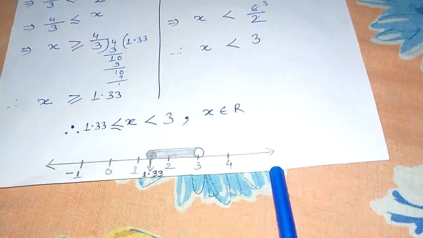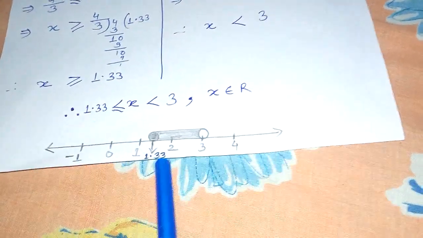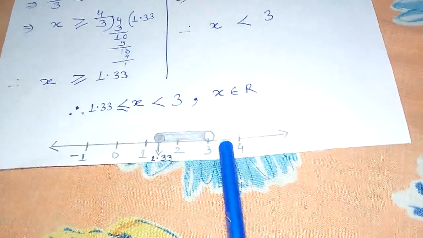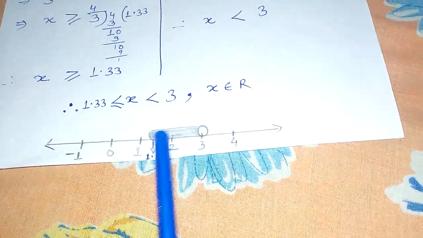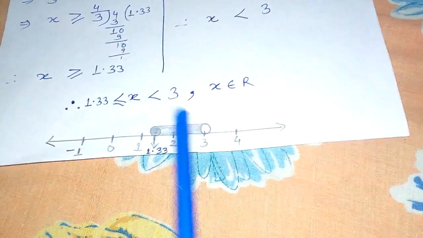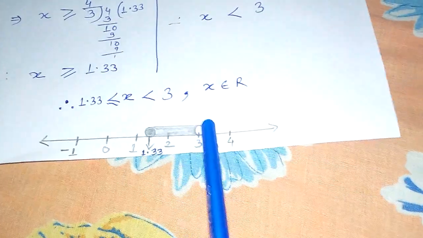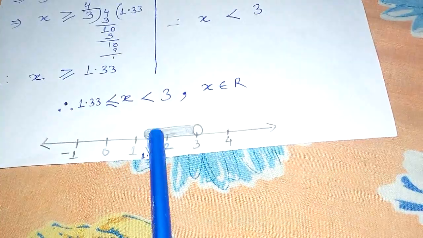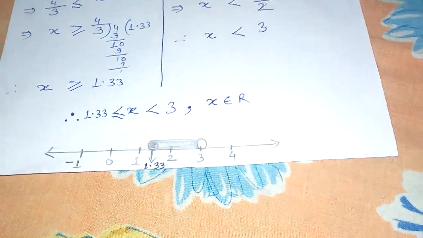Now while drawing the number line, as you all know, we need one point at 1.33 and one point at 3. So we made a round at 3 and one round at 1.33. And then here shading and here no shading. Why? Because here there is equal to and here there is no equal to. For no equal to, no shading, only a round circle, and for equal to we make this kind of darkness, and then we draw a line and make a dark circle.